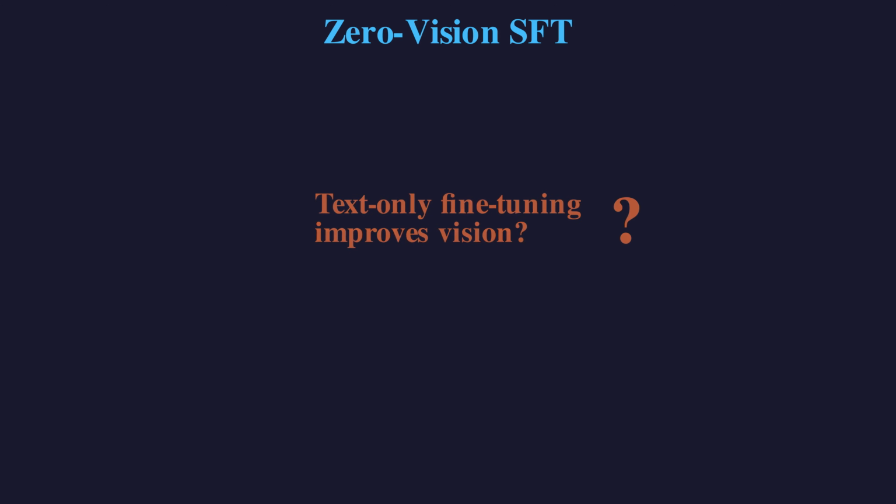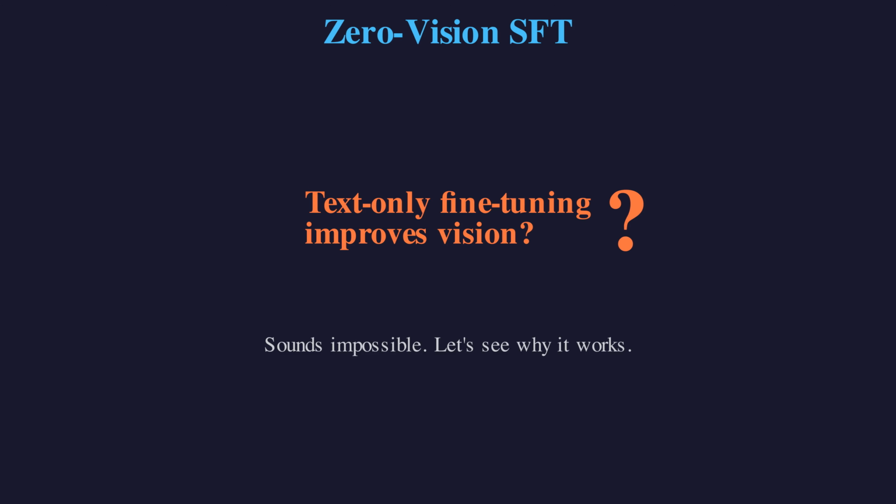This next finding made me reread the paper 3 times because it sounds like it shouldn't be possible. Text-only fine-tuning improves the model's vision performance. Just let that sink in for a second. After pre-training with early fusion across 15 trillion tokens, Kimi K2.5 has deep vision-text alignment baked into every layer of its weights. The representations for vision and language are entangled in a productive way.